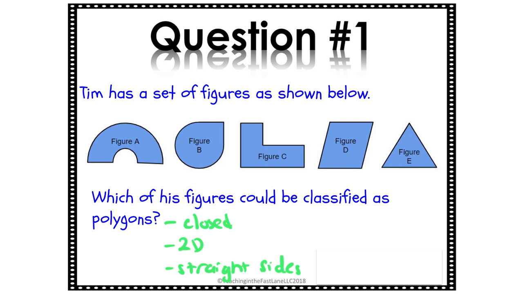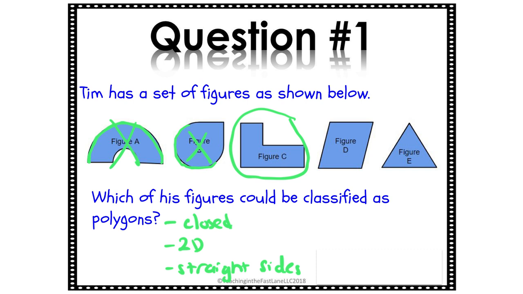So if we look at figure A, it has a curve right here, and so it is not a polygon. B has a curve right here, so it is not a polygon. C is closed, it's two-dimensional, and all the sides are straight. So C definitely is a polygon.